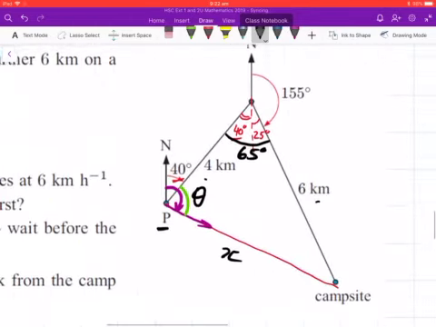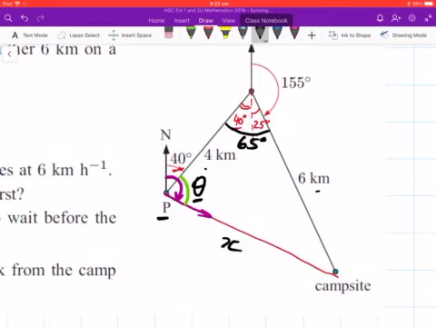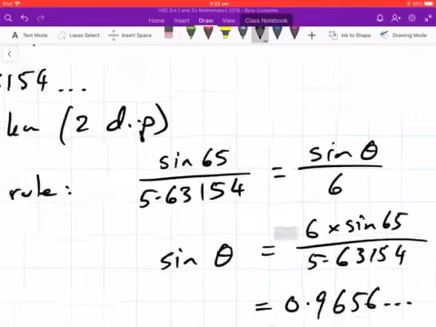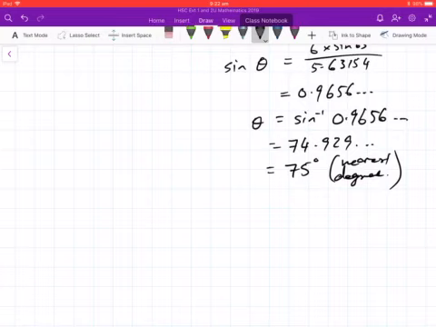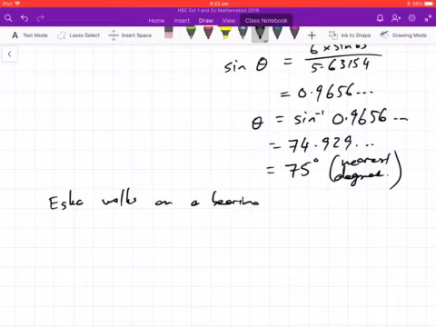If you look at the diagram, there's a bearing of 40, and I found the angle theta, so it's 40 plus what I just found. So the bearing Esko walks on is 40 plus 75, which equals 115 degrees.